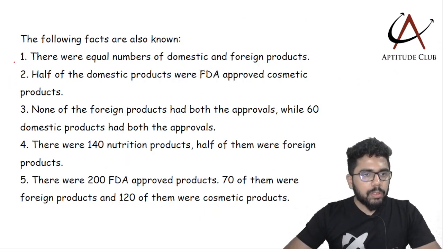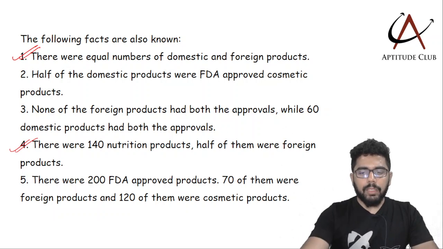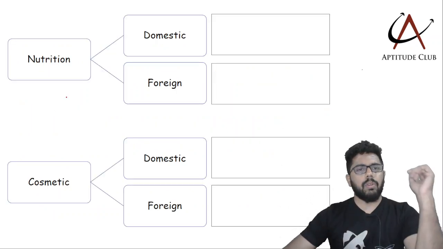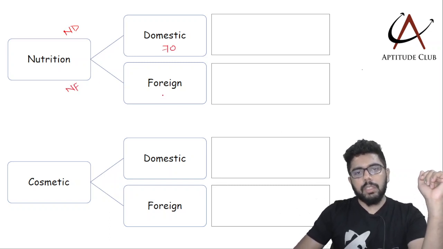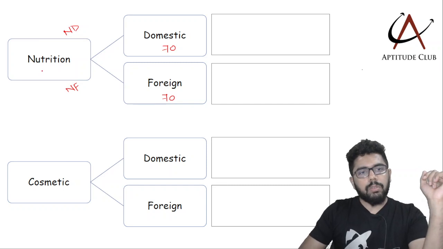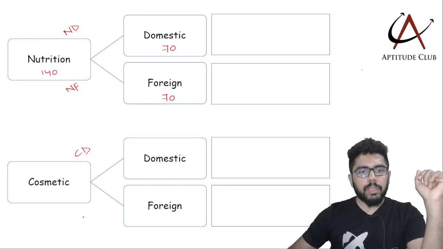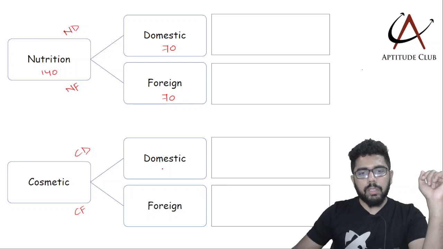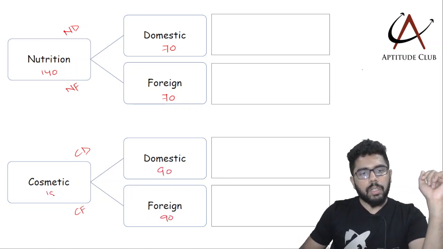Moving on, statements 1 and 4 we have used entirely, and we basically got four kinds of products: nutrition products that are domestic, nutrition products that are foreign, and this is 70 each. Total nutrition products is 140. Then I'll have cosmetic products that are domestic and cosmetic products that are foreign. So this is 90 each, and total cosmetic is 180.